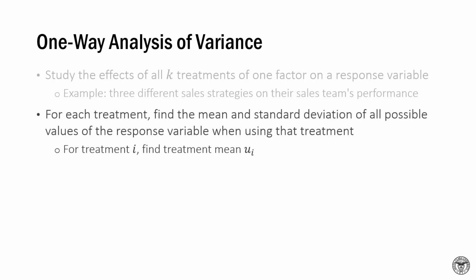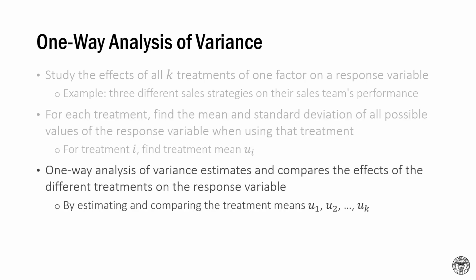To conduct one-way ANOVA, we need to find the mean and standard deviation of all possible values of the response variables for each treatment. Specifically, for treatment i, we calculate the treatment mean, mu i. One-way ANOVA estimates and compares the effect of the different treatments on the response variables by estimating and comparing the treatment means mu1, mu2, and mu-k.